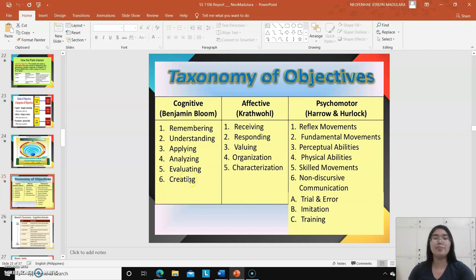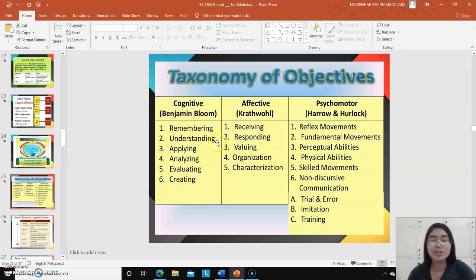Okay, in the previous cognitive domain, the levels are knowledge, comprehension, application, analysis, synthesis, and evaluation. But eventually, it became more concrete or complex. We need to say HOTS, higher order thinking skills. So now, it is remembering, understanding, applying, analyzing, evaluating, creating.